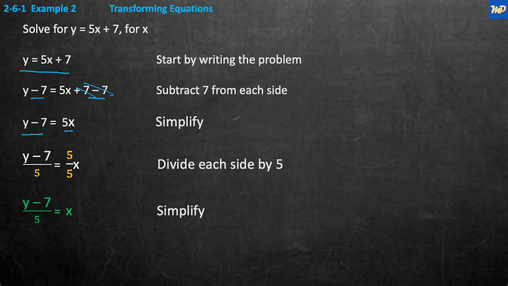And in doing so, we're going to see that we have y minus 7 divided by 5 is equal to 5 divided by 5 times x. It's because we've done these divide by 5s on both sides. And when we do that, the divide by 5s on the right-hand side disappear. And we're left with the x. And what's x equal to? Y minus 7 divided by 5.